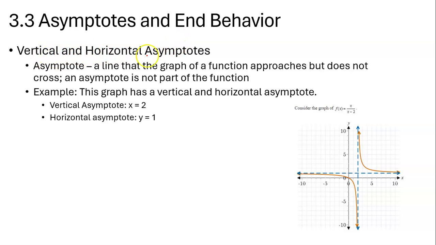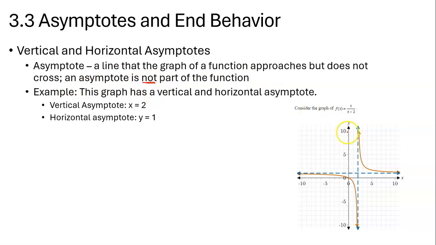So we have two different types of asymptotes we're going to talk about today. There's more than this, but we can only handle the two for right now: vertical and horizontal asymptotes. An asymptote is a line on the graph that a function approaches, but it doesn't cross it, okay? And it's not part of the function.